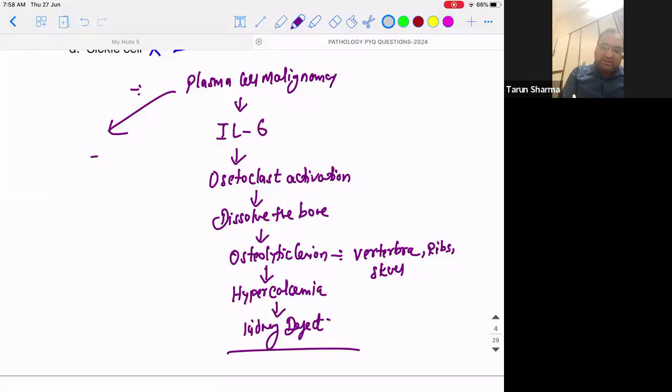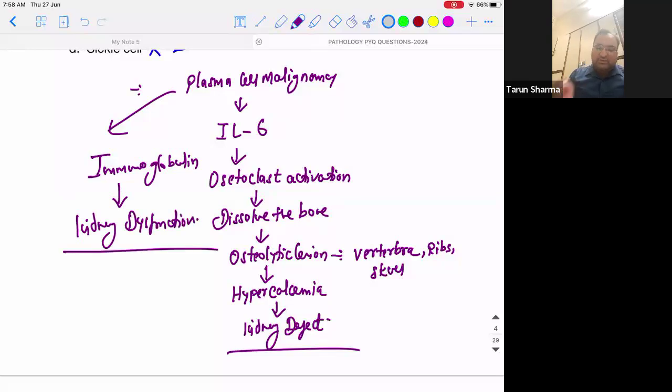So plasma cells are going to proliferate. What are they going to produce here? Immunoglobulins. A huge amount of immunoglobulins are going to be released into the blood. And these immunoglobulins are going to be deposited in various organs with the help of the blood. So that's why kidney dysfunction will be there. For kidney dysfunction, there are two important causes. First, the immunoglobulins themselves are getting deposited, and that's why the kidney becomes dysfunctional. Second, hypercalcemia itself can produce kidney dysfunction. So that is important about plasma cell malignancy.